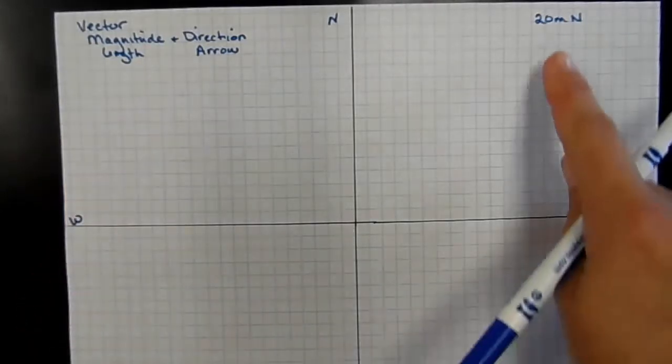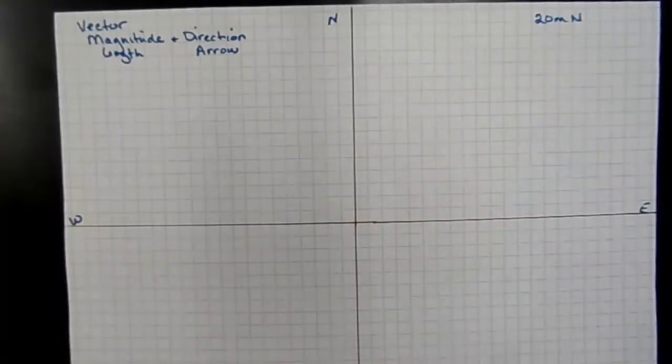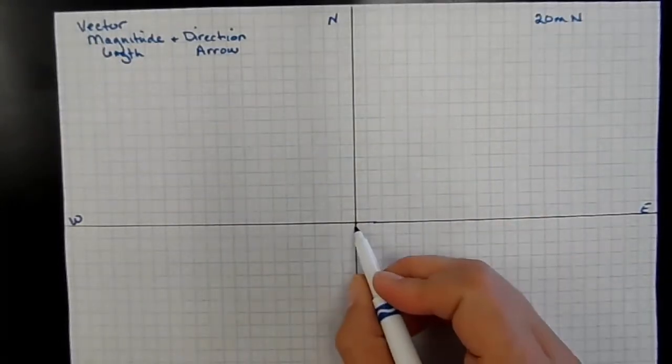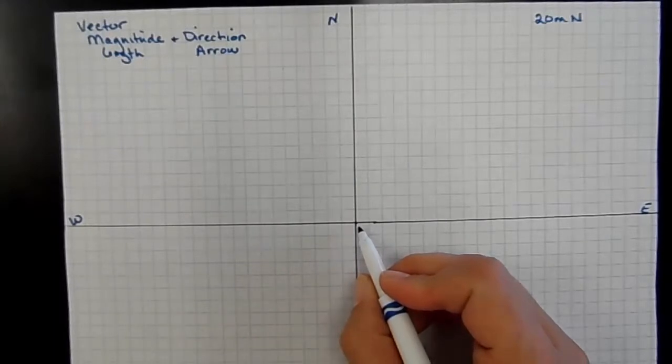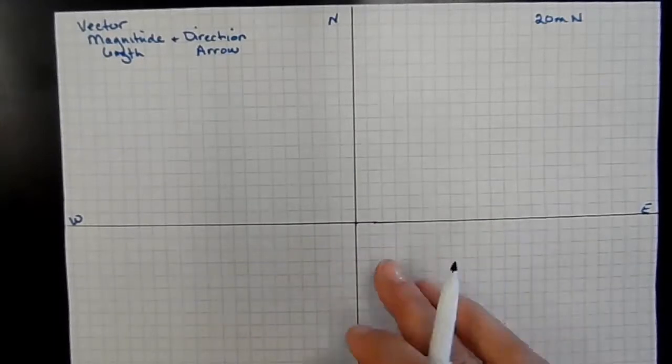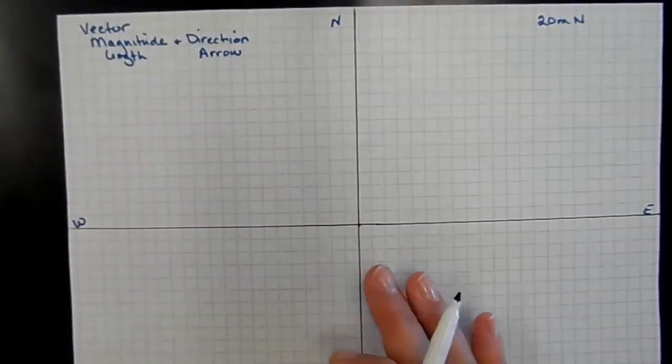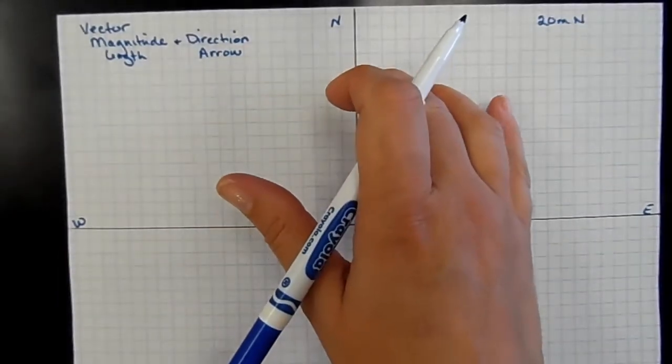So for our situation, we're moving 20 meters to the north. We would simply draw our arrow. We're going to start here. This is our origin. We're just going to define that as 0. We're going to draw our arrow so it is traveling to the north. So our vector is going to point towards the top of the paper.